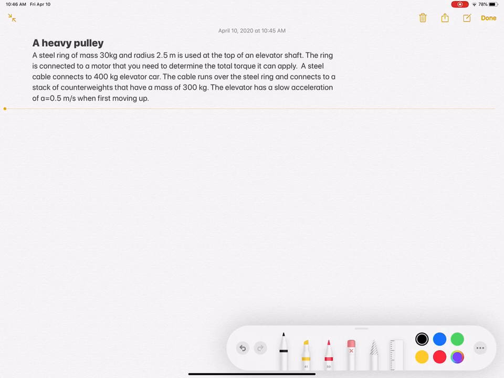I'm going to work a classic problem which involves using a heavy pulley. In this case, it's a pulley that the tension is spent to rotate the pulley. So it's going to be a little bit different than what we had done before.